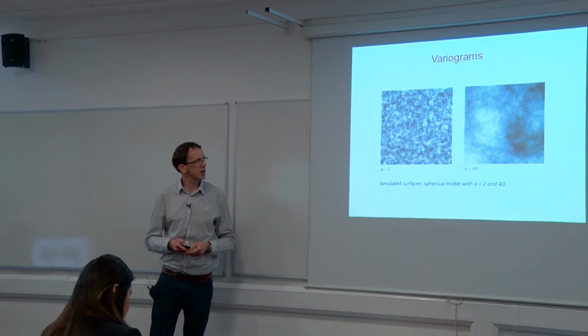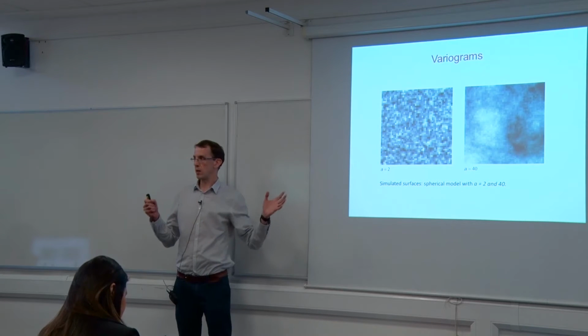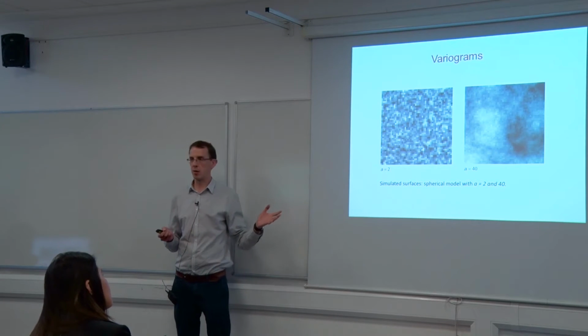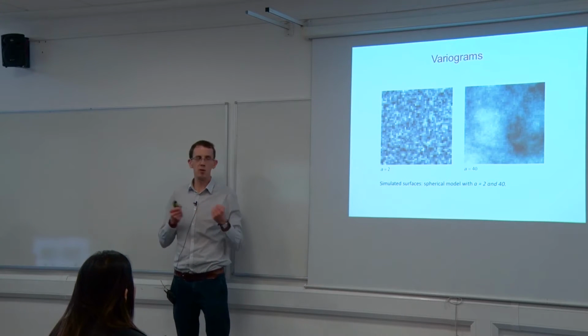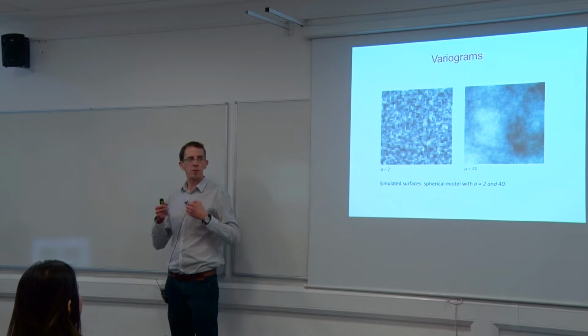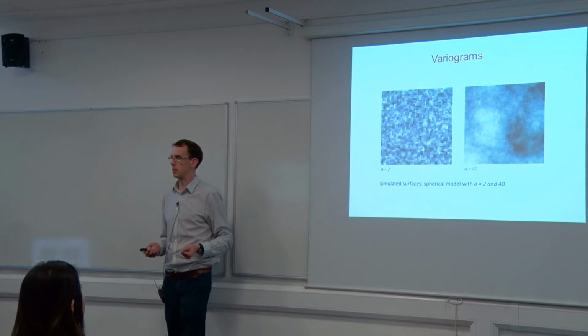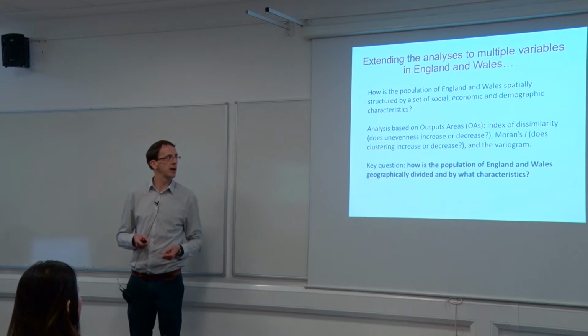This is a synthetic surface. On the left-hand side, it's got a small range, so that looks really noisy. Something like limiting long-term illness is quite noisy relative to other variables. You get big differences between neighbouring areas. On the right-hand side is a big range. So this is something with large regional variation. So something like ethnicity, for example, is the case in England and Wales.